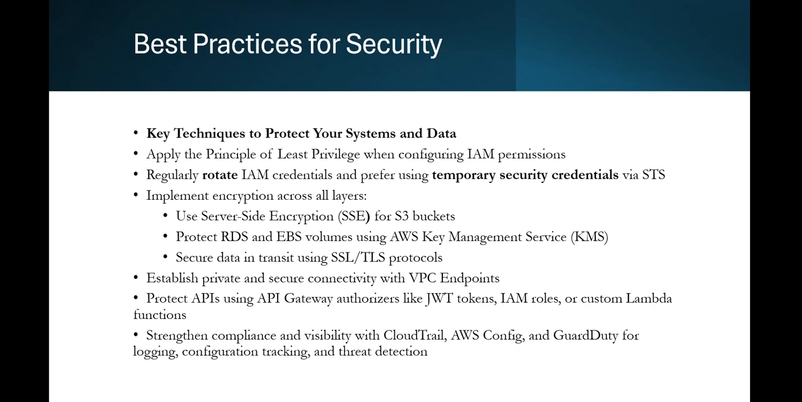Establish private and secure connectivity with VPC endpoints. Protect APIs using API Gateway authorizers like JWT tokens, IAM roles, or custom Lambda functions. Strengthen compliance and visibility with CloudTrail, AWS Config, and GuardDuty for logging, configuration tracking, and threat detection.